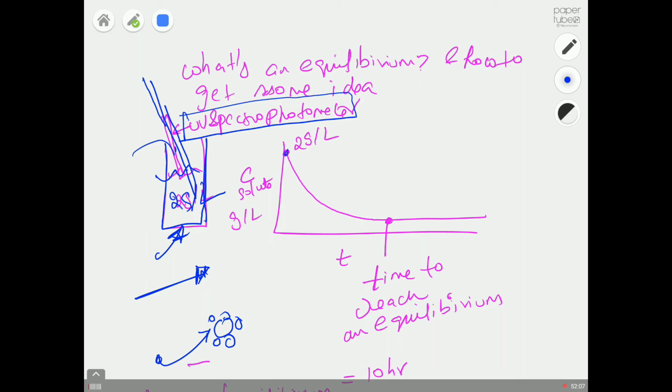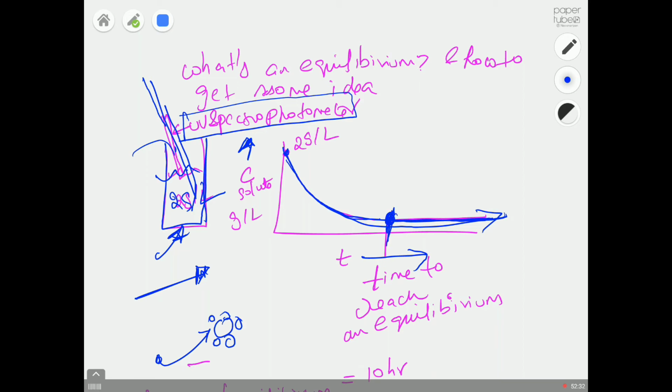So if you look at the profile, it will look something like that. Here I plotted time versus concentration in the solution. Concentration of solute in the solution, in this case butyric acid, or if you are dealing with protein, it will be the concentration of your protein. So it will decrease something like that. It will continuously decrease, and after some time it will reach some constant value. So that's the point of equilibrium.